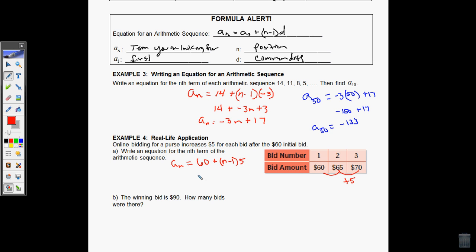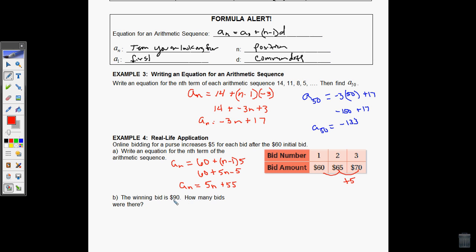Distribute and make it look pretty now is the name of the game. So 60 plus, and 5 distributed in here is 5n minus 5. And then my rewriting step comes in. A sub n equals 5n. And 60 and negative 5 makes plus 55. Beautiful. So now what term do I need to find?